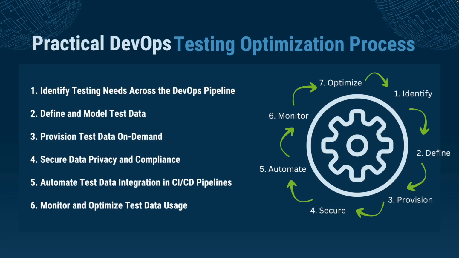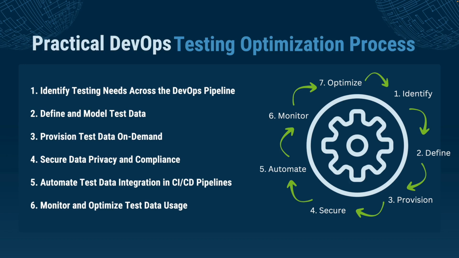So let's think about a process, right? Everything we do is in a process. We're in a process world, right? Everything has a flow. Everything has a workflow. Everything has a process. And in fairness, it should, right? So: identify, define, provision, secure, automate, monitor, and optimize. Okay. So let's talk a little bit about it.